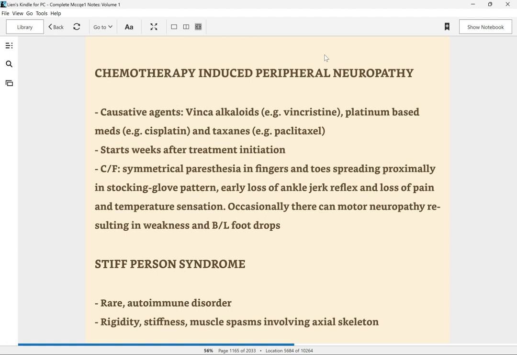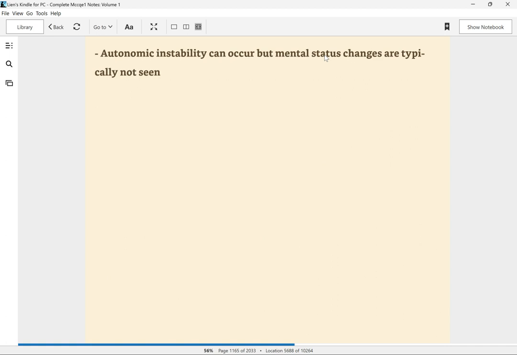Stiff person syndrome: rare, autoimmune disorder, rigidity, stiffness, muscle spasms involving axial skeleton. Autonomic instability can occur but mental status changes are typically not seen.